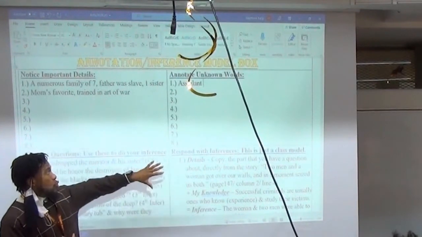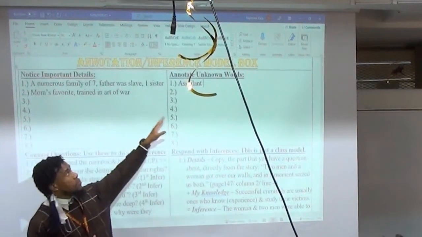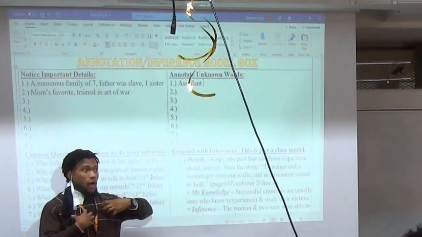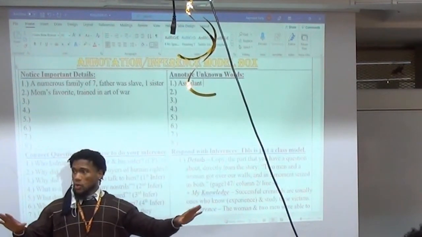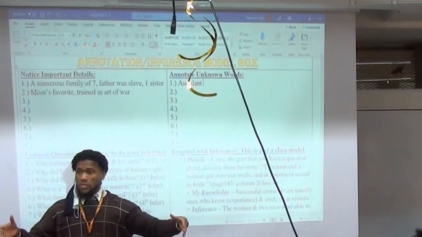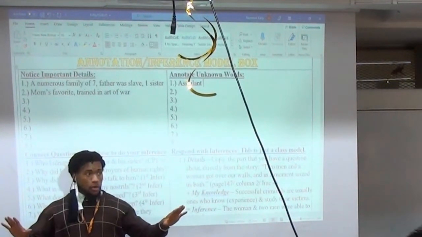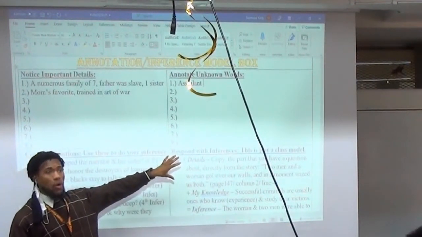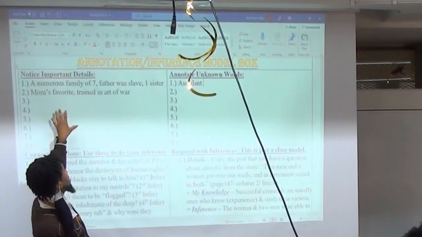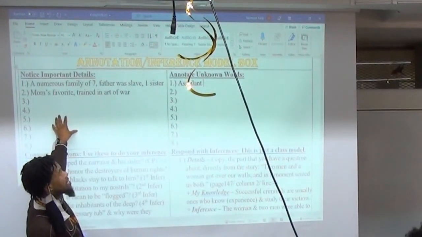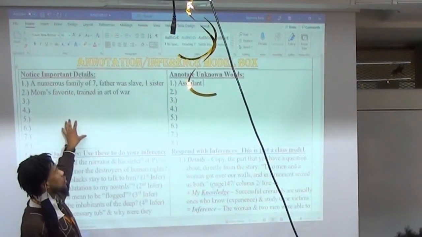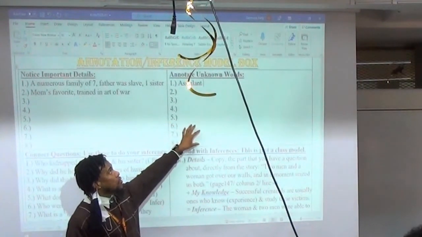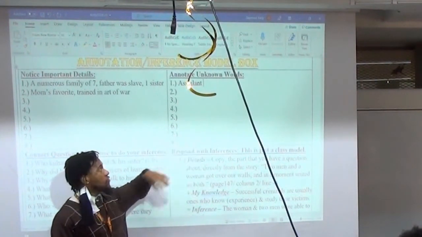Okay, so we have the annotation inference model box, but it's modeled by me. I'm only doing the first half of the story for you, Miss Pentecost. The second half of the story, you are totally doing on your own, on autopilot. You're doing the exact same thing. So that's what is being modeled. You are going to be identifying important ideas and writing them down. You will have a certain amount that you'll have to obtain. And you'll be writing down unknown words and also defining them.